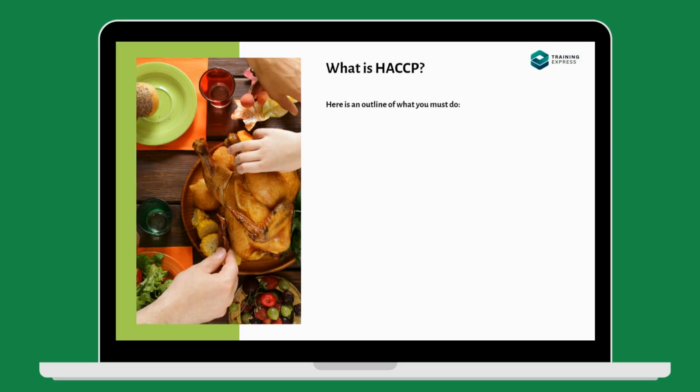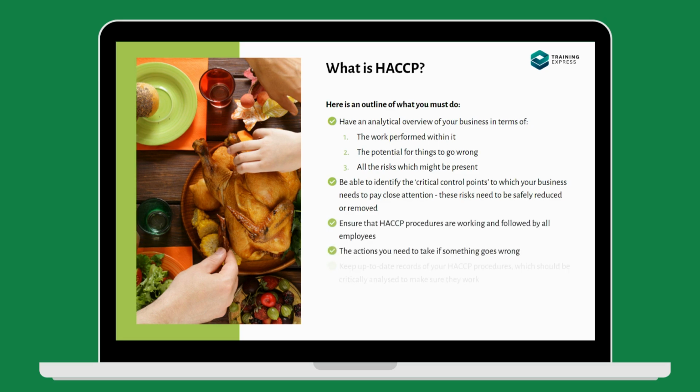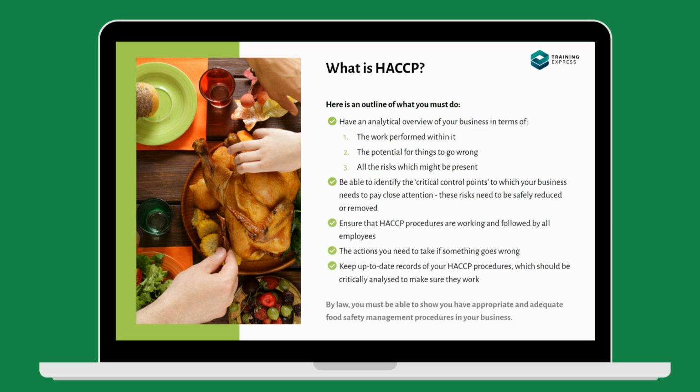Here is an outline of what you must do. Have an analytical overview of your business in terms of: 1. The work performed within it. 2. The potential for things to go wrong. 3. All the risks which might be present. Be able to identify the critical control points to which your business needs to pay close attention. These risks need to be safely reduced or removed.